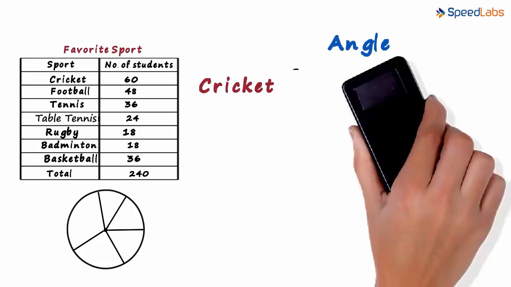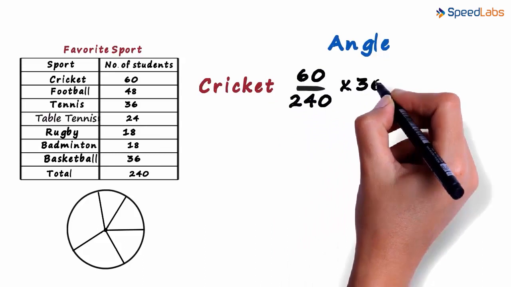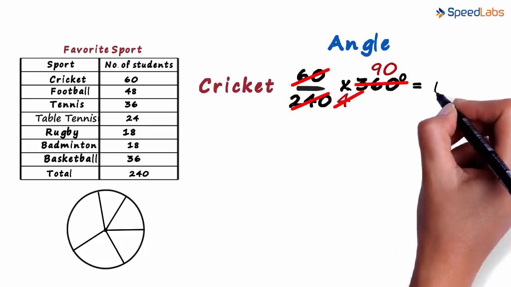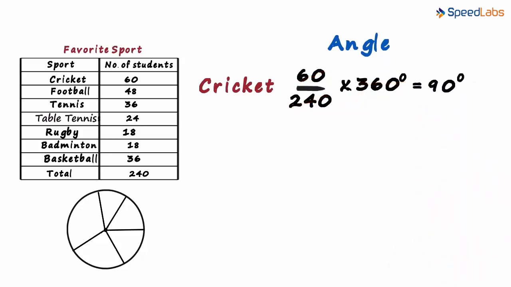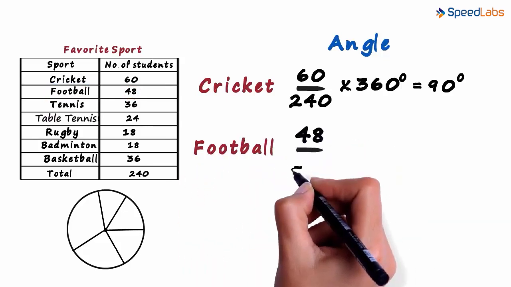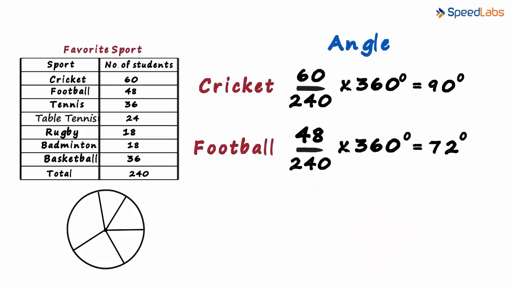It will be 60 by 240 multiplied by 360 degrees. 60 times 4 is 240 and 4 times 90 is 360 degrees. This will equal 90 degrees. It means cricket will represent 90 degrees of the total 360 degrees. 48 students say football is their favorite sport. So football would represent 48 by 240 multiplied by 360, which is 72 degrees.